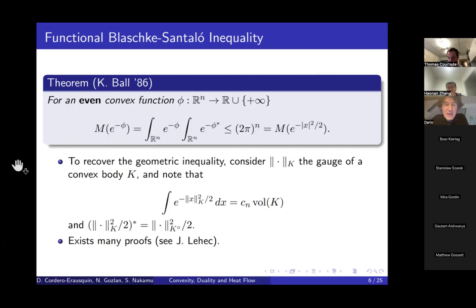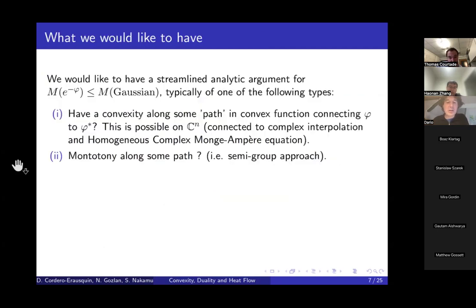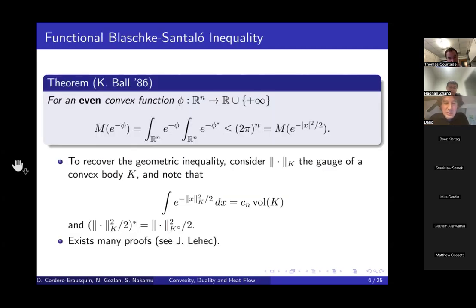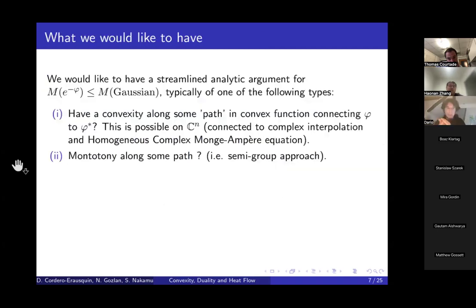There are many proofs of this inequality, and there are several proofs by Joseph Lehec, which do not use the geometric form, but nevertheless they all require very strong geometric arguments somehow. And a natural question is to have some streamlined geometric approach to this inequality. So I want to prove this inequality.